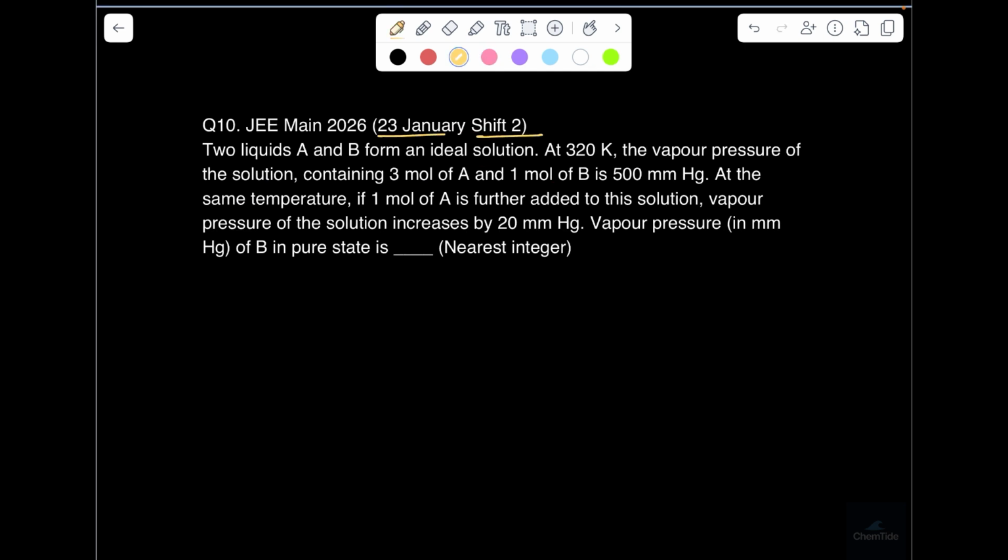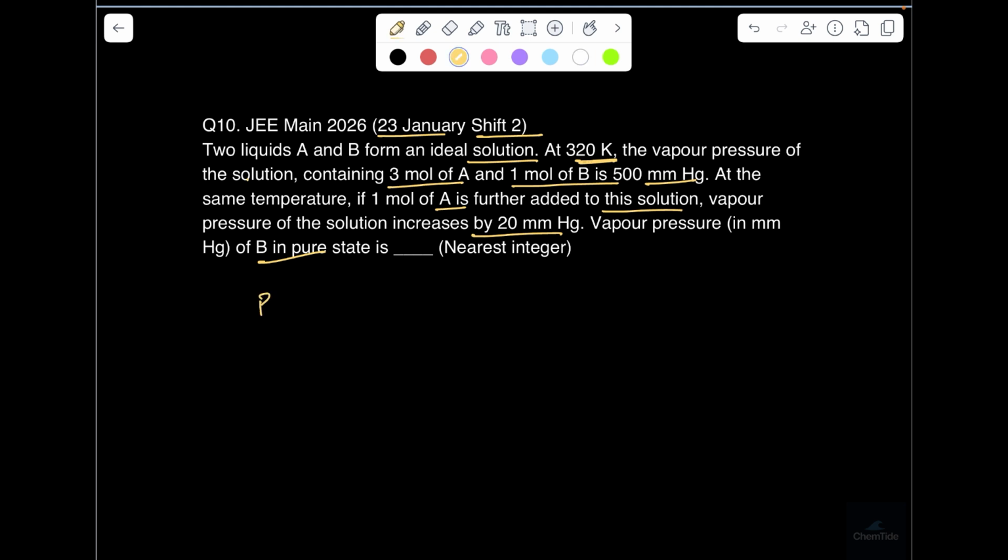23rd January shift 2 question. Two liquids A and B form an ideal solution. At 320 Kelvin, the vapor pressure of a solution containing 3 moles of A and 1 mole of B is 500 mm of mercury. At the same temperature, if 1 mole of A is further added to this solution, the vapor pressure of the solution increases by 20 mm. The vapor pressure of B we have to find out. We will apply Raoult's law.